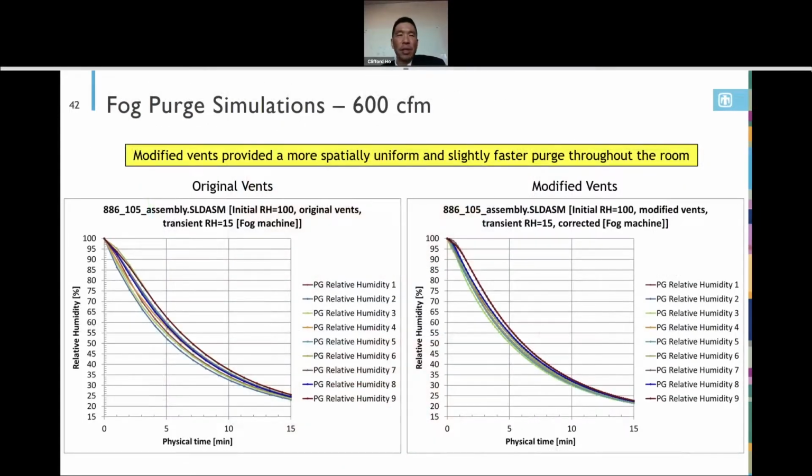So staying with the simulations, these are the relative humidity at 9 different locations. And again, the modified vents that promoted this sort of through flow, once-through condition, purged a bit faster, and it was a bit more uniform than the original vents. Now we can average all these to make it a little more clear.